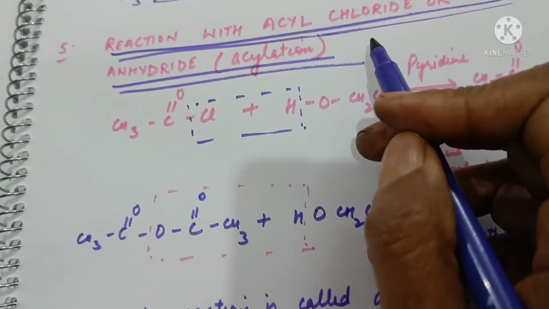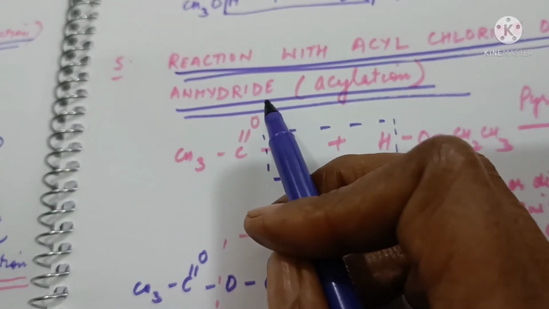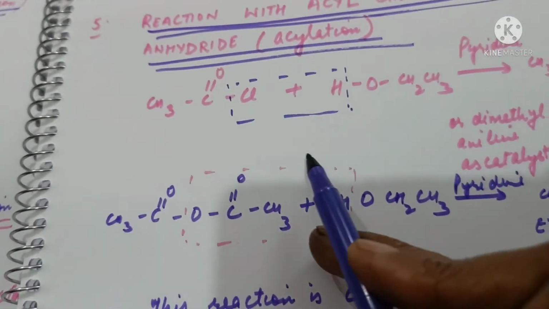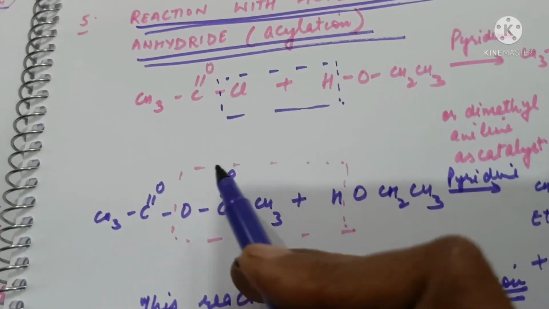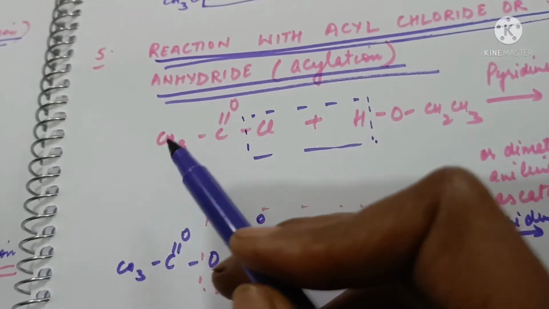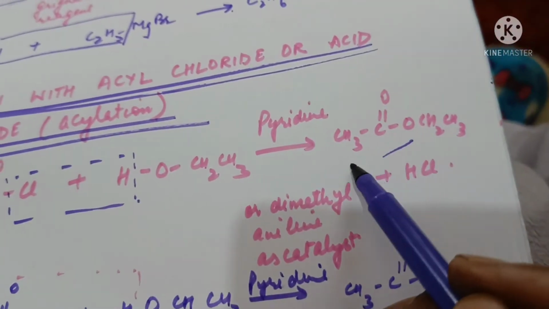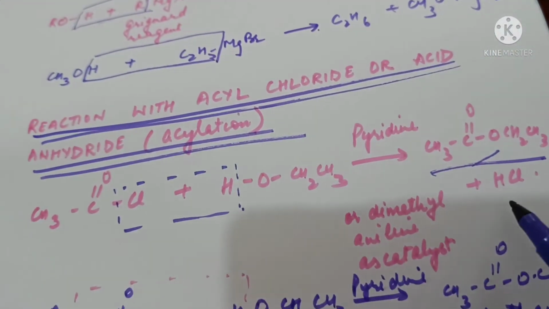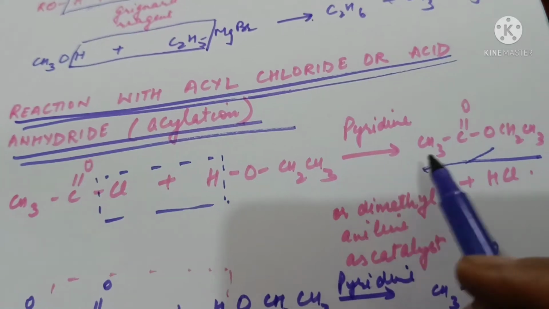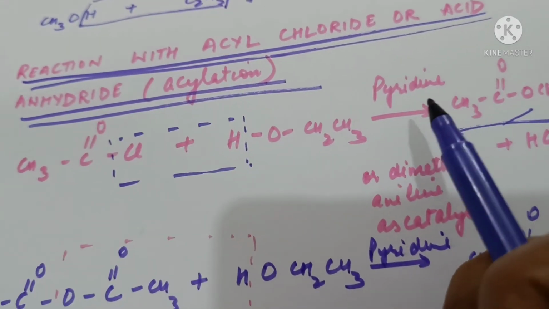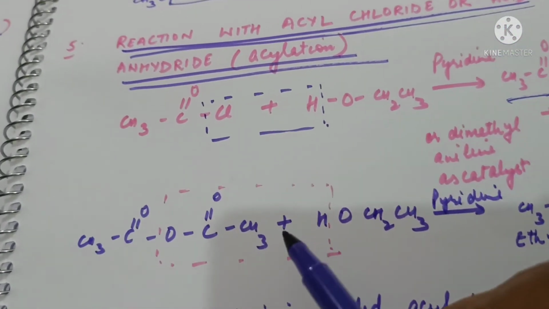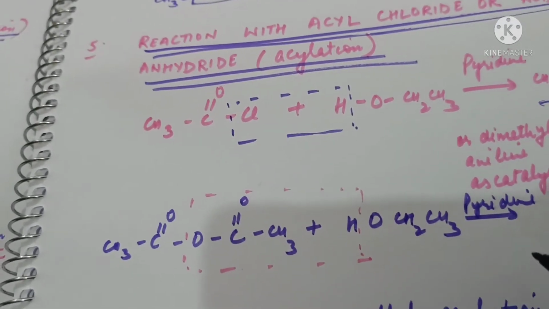Reaction with acyl chloride or acyl anhydride, and this proton will react with the chlorine of acyl halide or acetate group or carboxylic group of acid anhydride to form ester. So CH3COOCH2CH3, this ester is formed and HCl is formed. So because an acyl group is attached, the reaction is called acylation reaction. When we react an alcohol with acyl halide or acyl anhydride, the reaction is called acylation reaction.